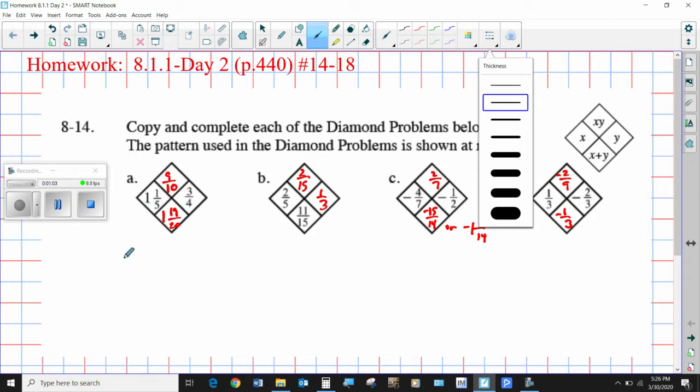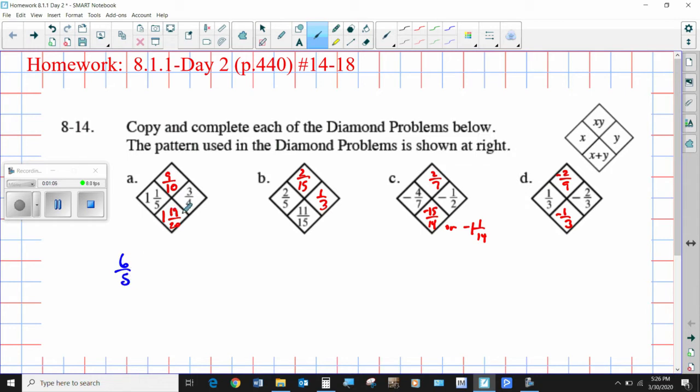1 1/5 is the same as 6/5 plus 3/4, and looks like your common denominator is going to be 20. So I'm just going to do the coat of arms. I'm going to multiply 4 times 6 is 24, 5 times 3 is 15, and then the common denominator is going to be 20s. So when you add those together, you get 39 over 20. But 39 over 20 is the same as 1 and 19/20.